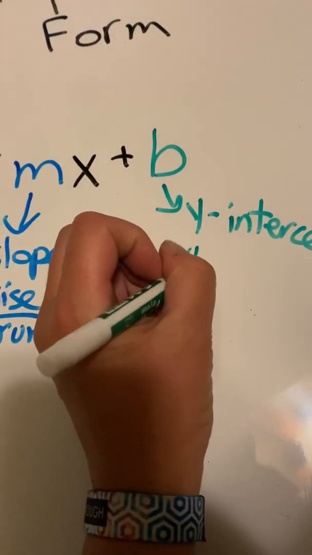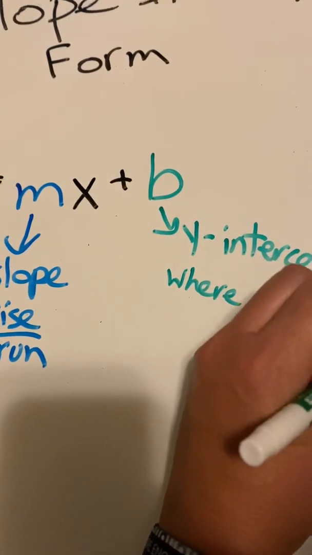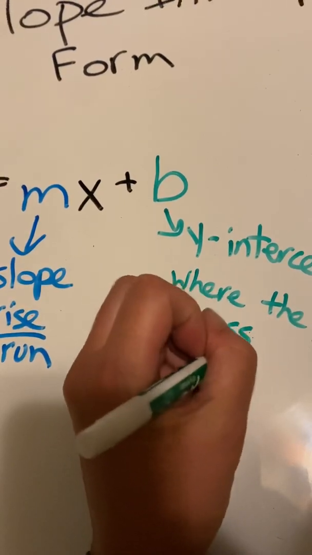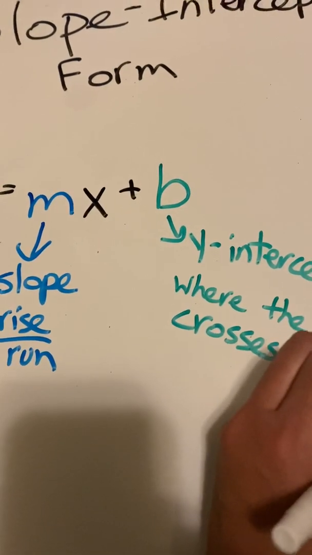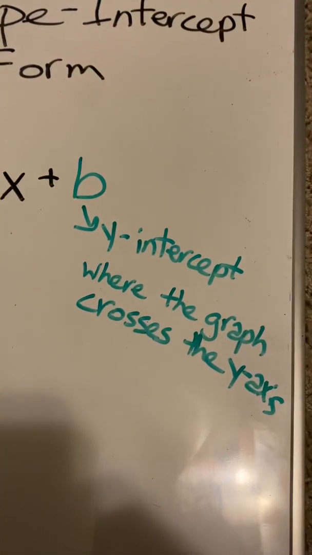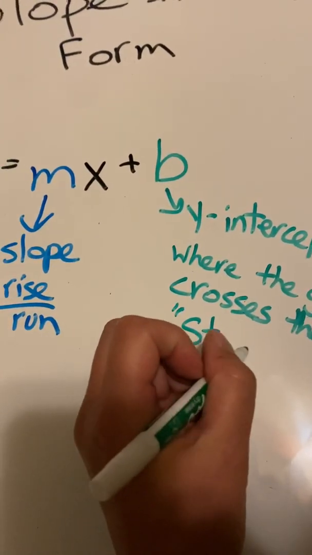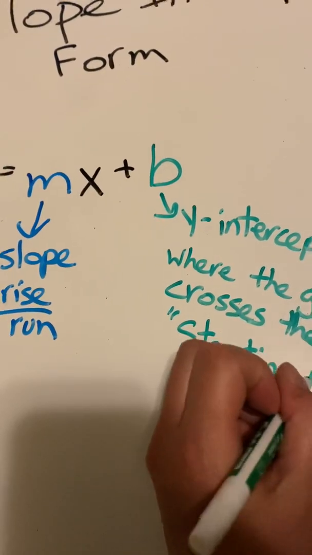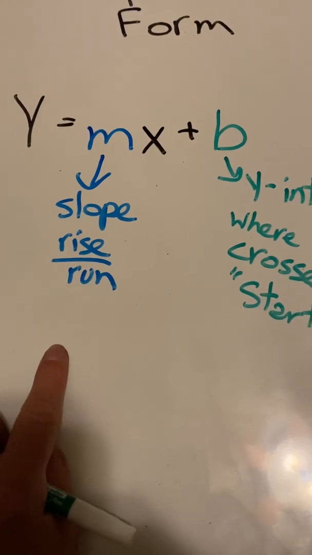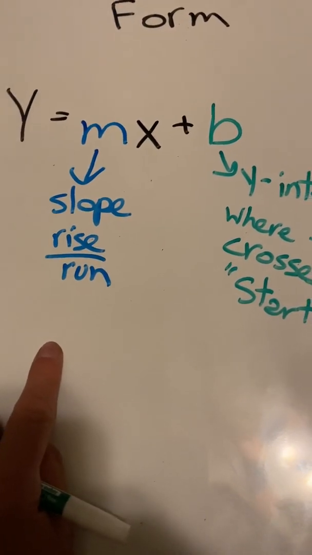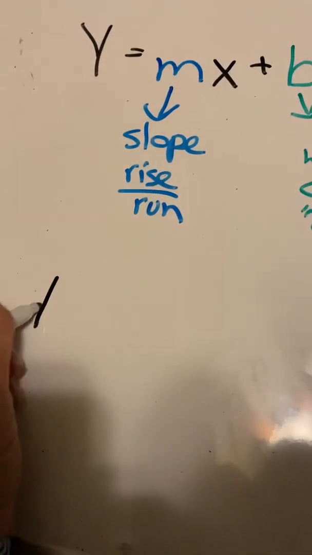It's where the graph crosses the y-axis. It's where your graph crosses the y-axis. So I kind of think of this as like our starting point. And I think of your slope as how we move to the next point, okay? So your equations, if they're already set up, are going to look like this.